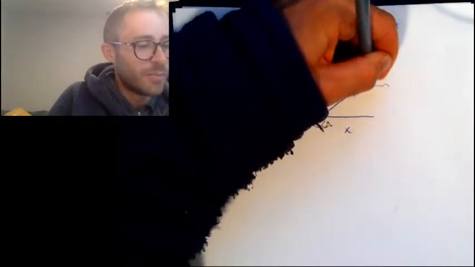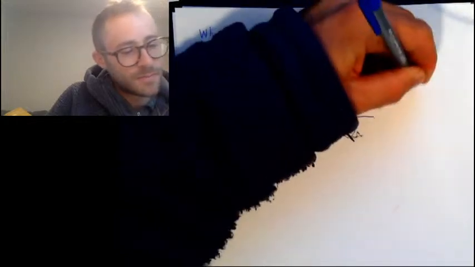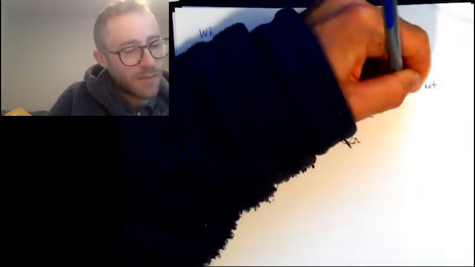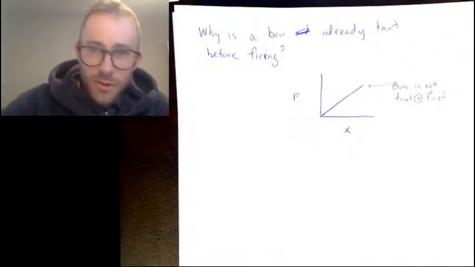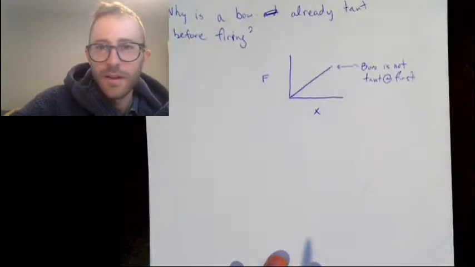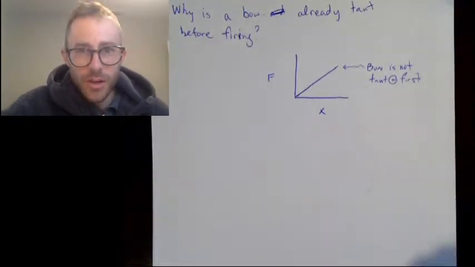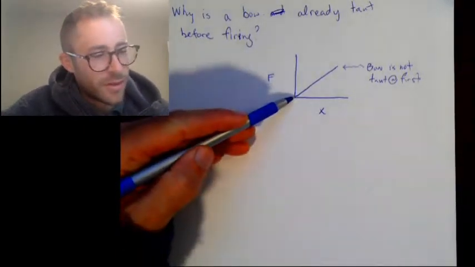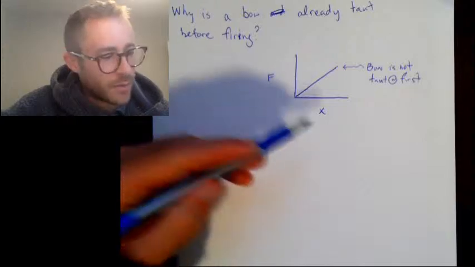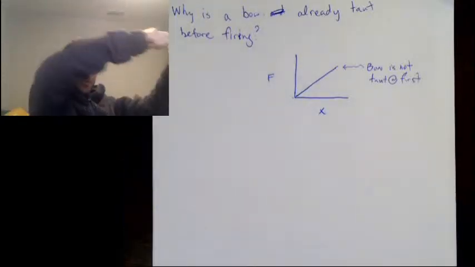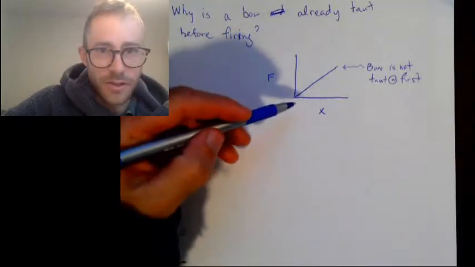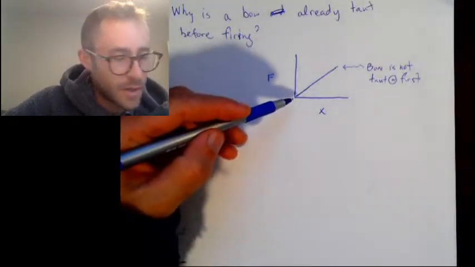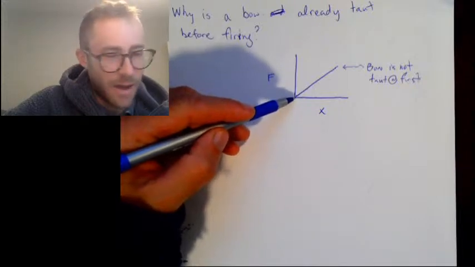Okay? So in this case, the bow is not taut at first. And we know it wasn't taut at first because the force starts at 0. And of course, displacement is position, how far back you pull the bowstring. So because it started out flimsy, it took no effort at first.